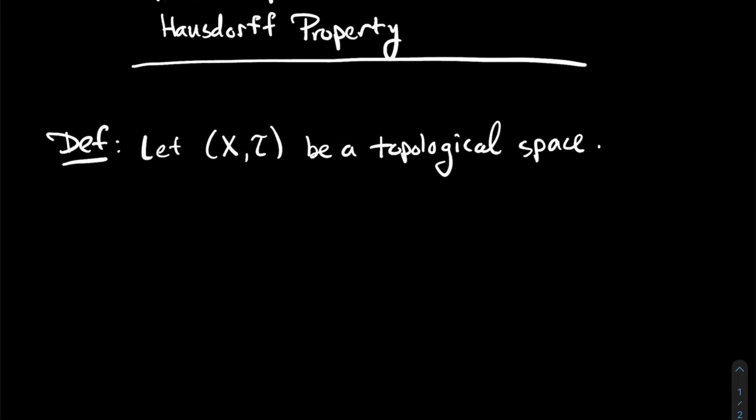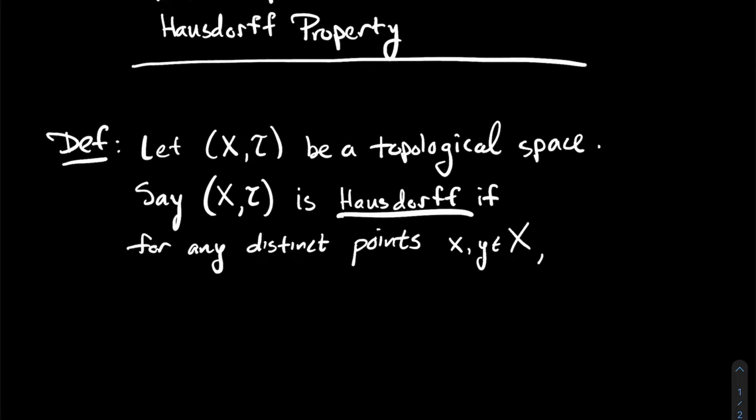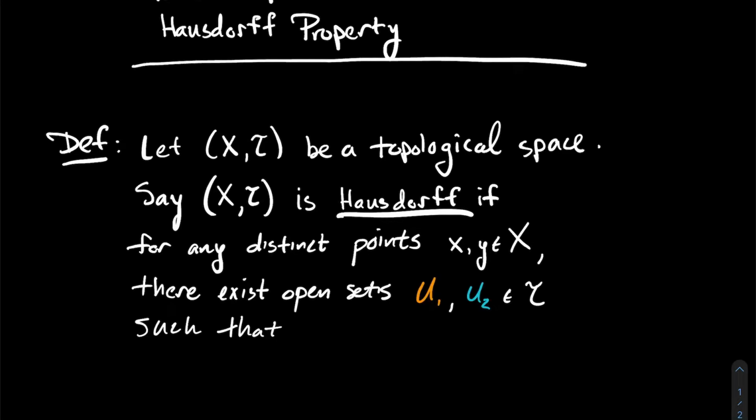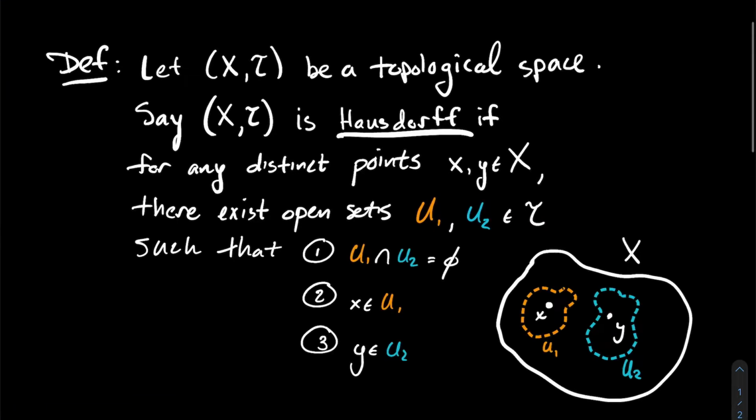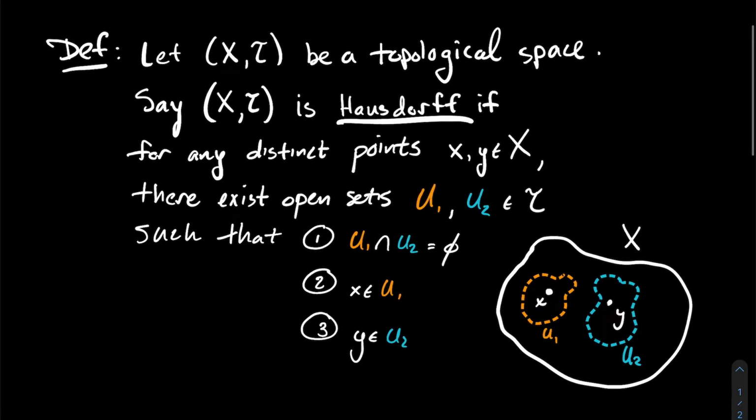So if you've got a topological space (X, T), we're going to say (X, T) is Hausdorff if for any distinct points x and y in your set X, there exist two sets in the topology, so two open sets U1 and U2, such that the intersection of U1 and U2 is the empty set. In other words, U1 and U2 are disjoint. And then x is in U1 and y is in U2.